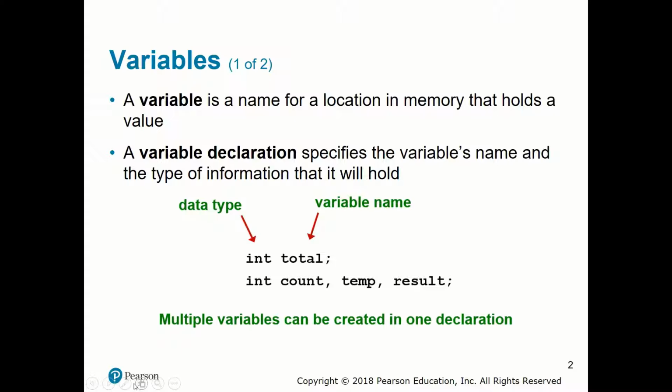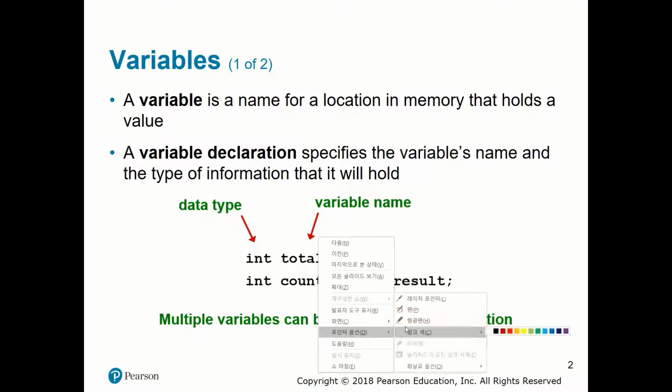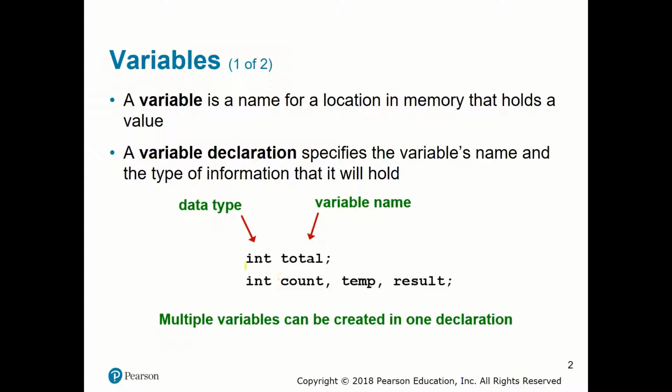To use variables, we need to declare variables. Declaring a variable tells the computer to create a space in memory. A variable declaration specifies the variable's name and the type of information it will hold. So here, as you see, this is a variable declaration.